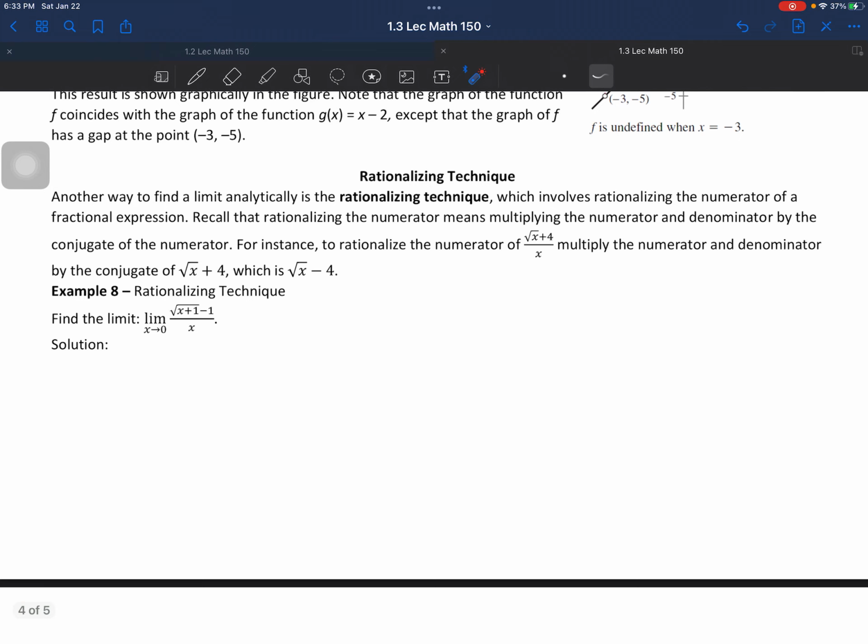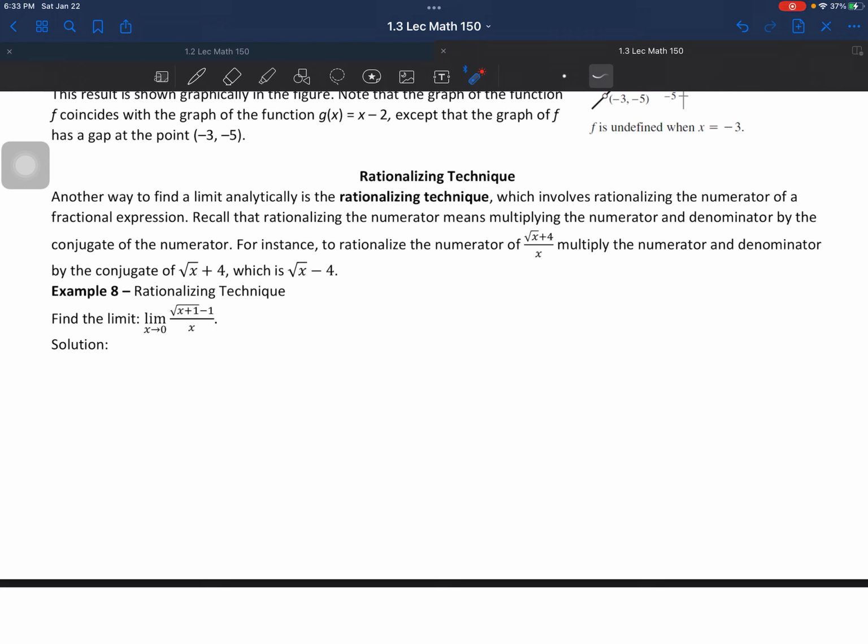All right, moving on to the next part, the rationalizing technique. This is a technique that we have learned in pre-calc, and it's known as rationalizing the denominator or rationalizing the numerator, right? So another way to find the limit analytically is to rationalize using that rationalizing technique, which involves rationalizing the numerator of a fractional expression.